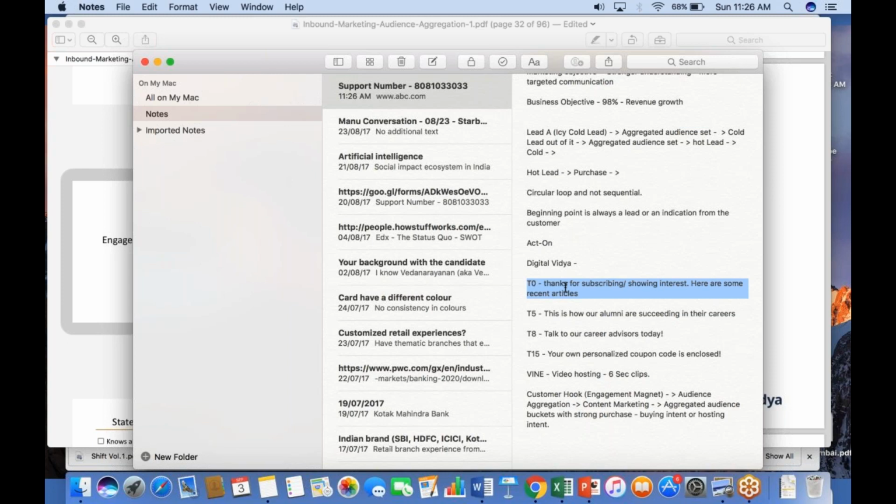And then say 5 days later, if the lead has not yet converted into a paying customer, another automated notification would go to that particular lead in that aggregated audience bucket, which would possibly talk about how Digital Vidya alumni are succeeding in their careers after having gone through the digital marketing course. And possibly 3 days later, there would be a call to action which talks about how you can talk to our career advisors today and get a sense of what kind of options are available to you if you were to pursue a certification or a career path in digital marketing. And say possibly 7 days later you would have something which is fairly directly selly.